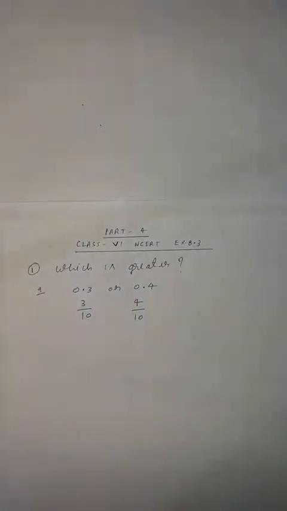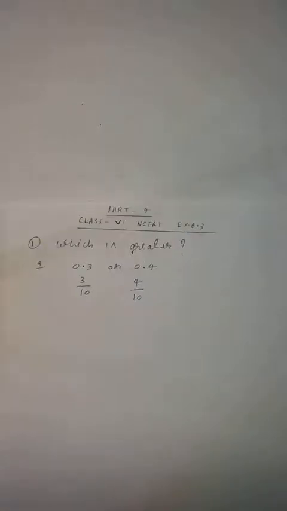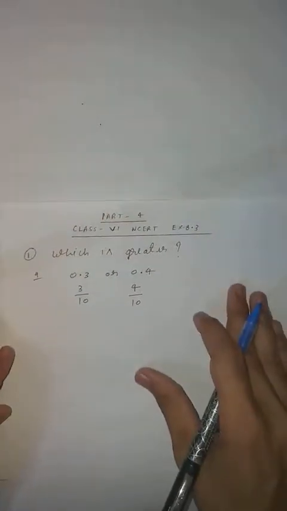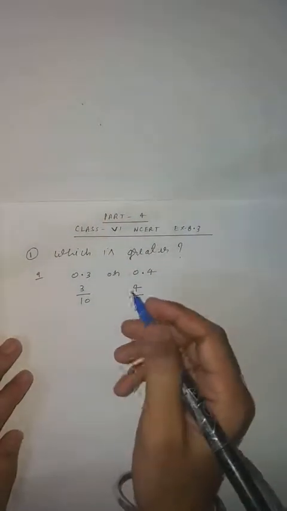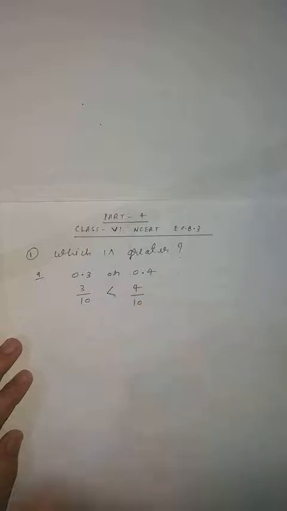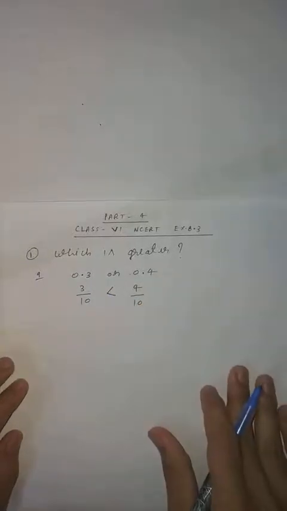Now one number is 3 by 10 and the other is 4 upon 10. So simply, student, you can say, sir, 4 is greater than 3, so we will put this mark. Clear? That is, 4 is greater than 3.